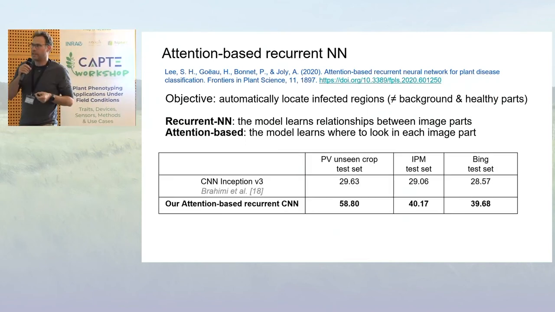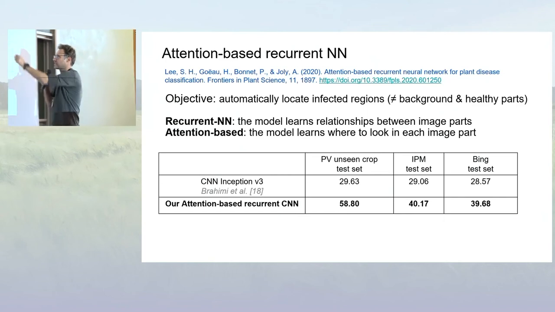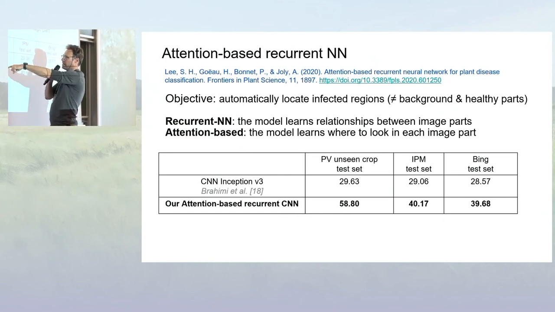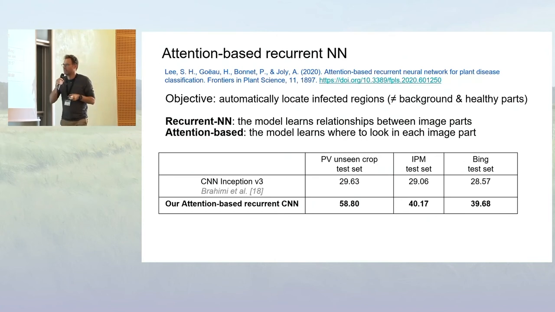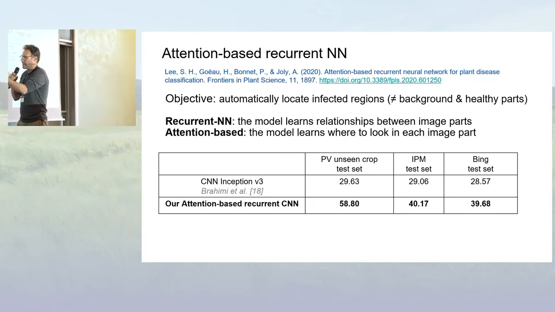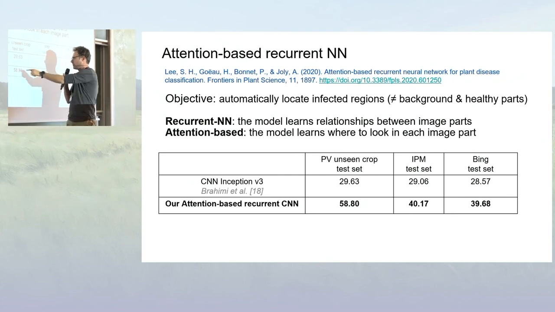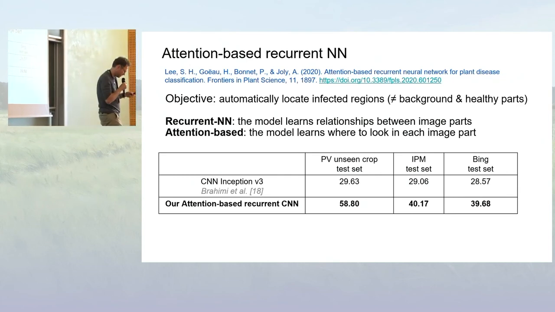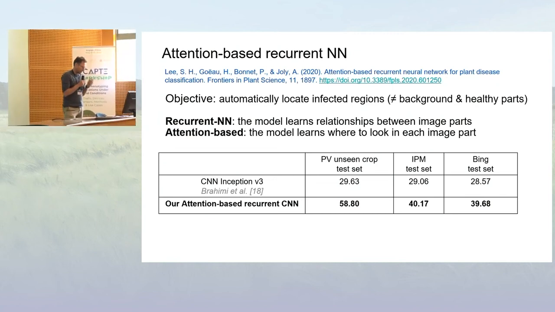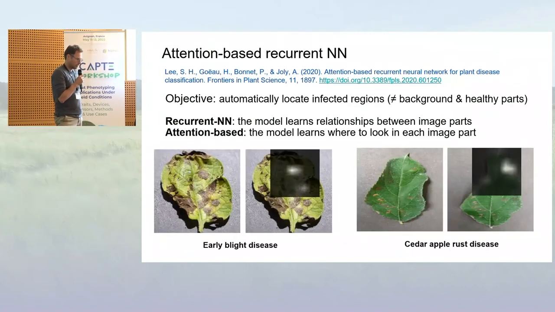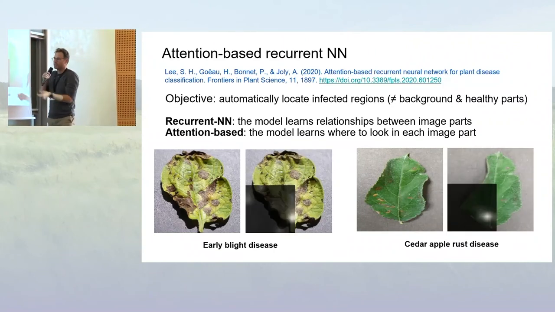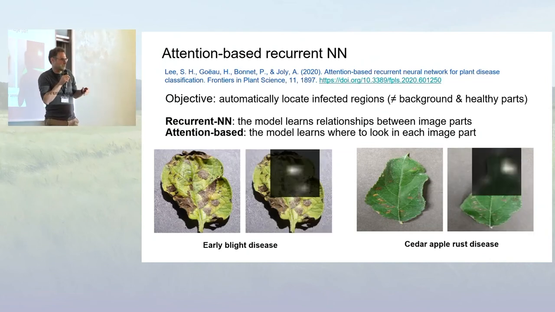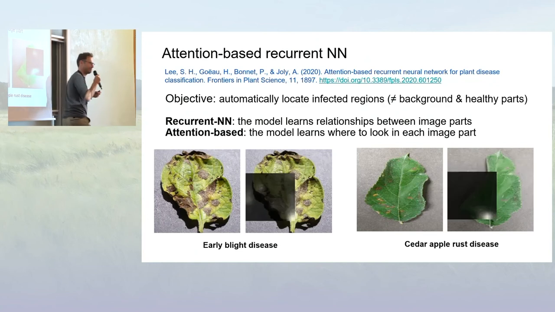So by doing this, you can have some improvements. If I look at the same test sets, and here we created another test set on PlantVillage itself, but we removed one of the crops from the data set, one of the classes. You can see that by using this attention-based recurrent CNN, you can have some improvements in terms of accuracy. And you can also try to visualize the parts that have been learned. Here it's just a qualitative result. On this one, it's really focusing on the disease part, so maybe not on all.